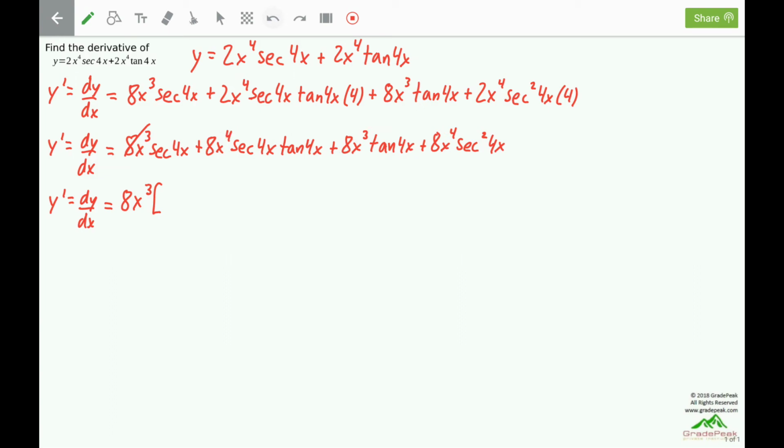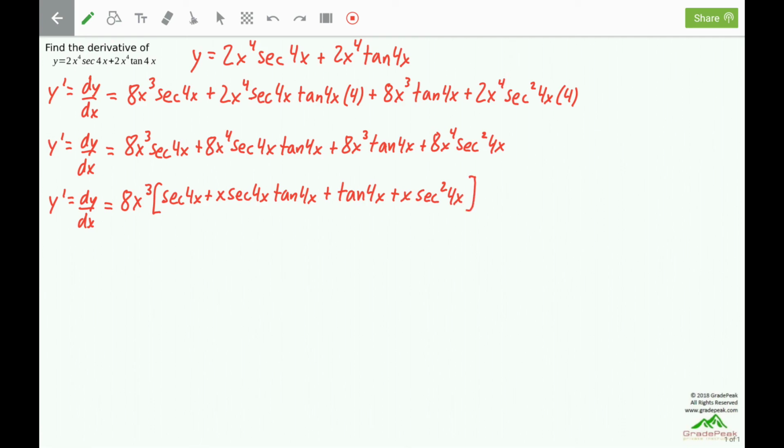So it looks like it will be a secant 4x plus an x times secant 4x tangent 4x plus a tangent 4x plus an x secant squared 4x.